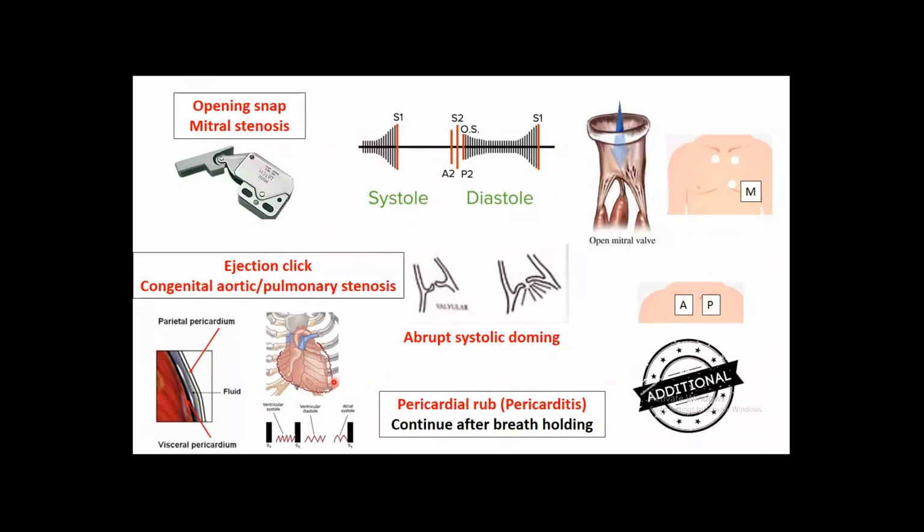Why is this rub sound heard? Because normally there are two layers of pericardium, the visceral and the parietal layer, and there is a little amount of fluid that allows smooth movement of the heart during each beat. If these layers become inflamed and tough, then friction between both layers causes the rub sound of pericardial rub, heard in a patient with inflammation of this sac, or pericarditis.